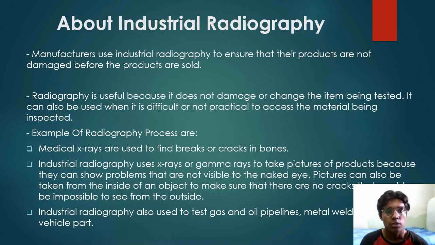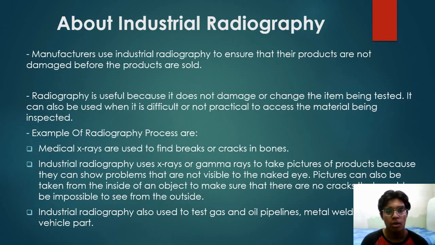I'm in charge of explaining the mechanism of industrial radiography. So the first one is about industrial radiography. Radiography is useful because it does not damage or change the item being tested. So it can be used when it is difficult or not practical to access the material being inspected.